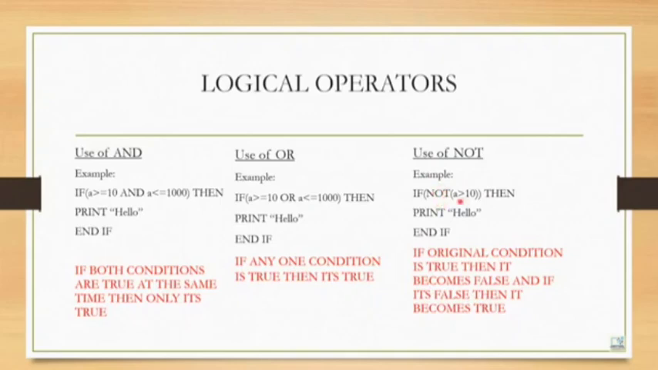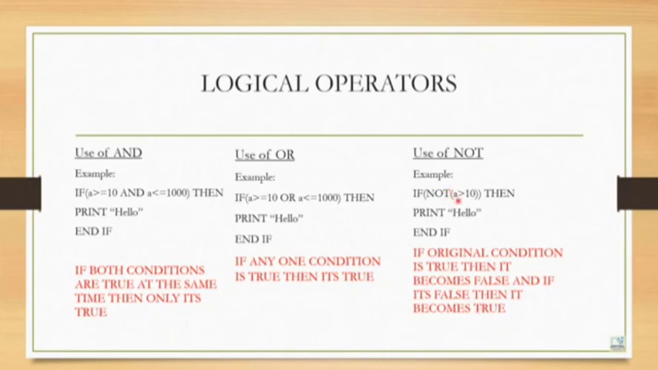Basically NOT is used before any condition, and whatever is the outcome of that condition, it is inverted. Means if that condition is giving me true, then because of NOT it will become false. And if the condition is giving me false, because of the NOT it will become true. So if the original condition is true, then it becomes false, and if it is false, then it becomes true.